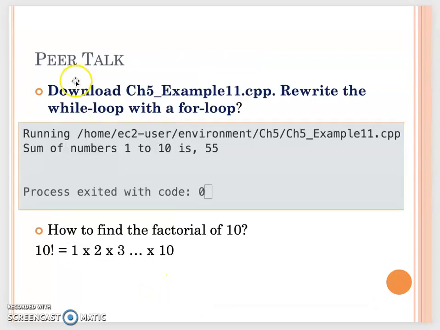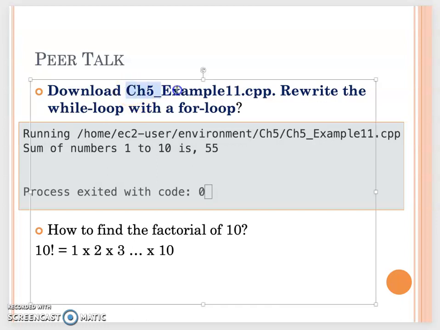Okay, so that's another peer exercise. I will explain the problem to you, then I want you to pause the video, then I will show you the solution later. For this example, please download your chapter 5 example 11. We're using a while loop in that example to calculate the factorial of 10.